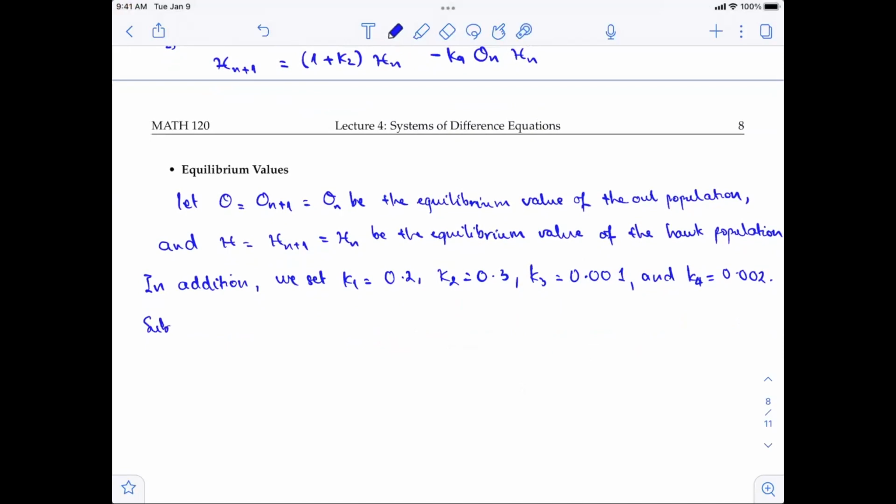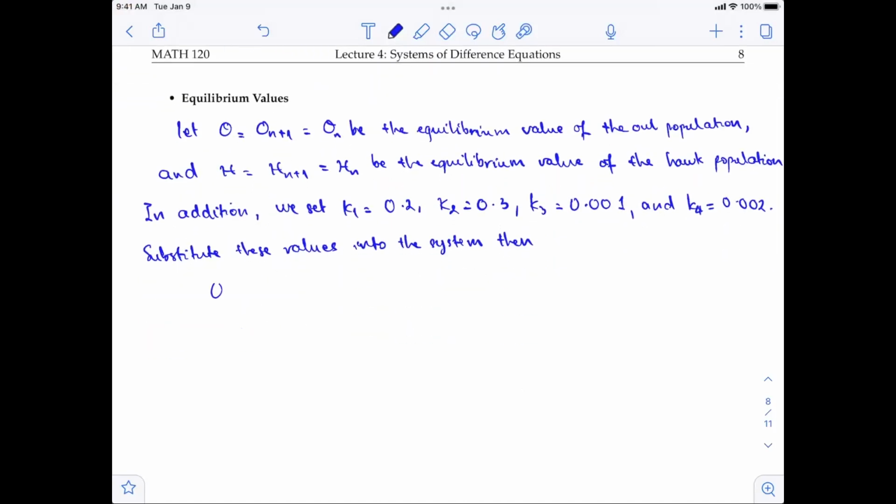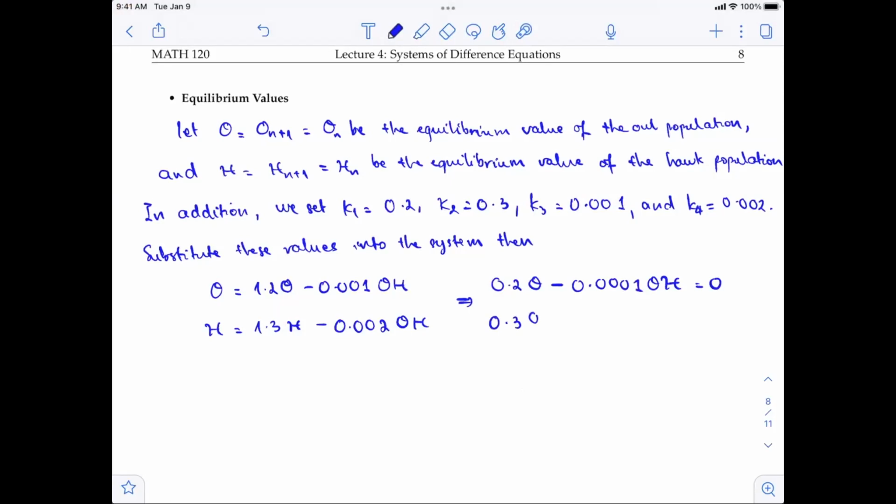Okay, now you substitute these values into the system. Then we get that O is equal to 1.20 O minus 0.001 OH. And then the second equation is H equal to 1.3 times H minus 0.002 O times H. Okay. And then you combine like terms and you get that 0.20 O minus 0.001 OH equal to 0. And the second equation gives you 0.3 H minus 0.002 OH equal to 0.